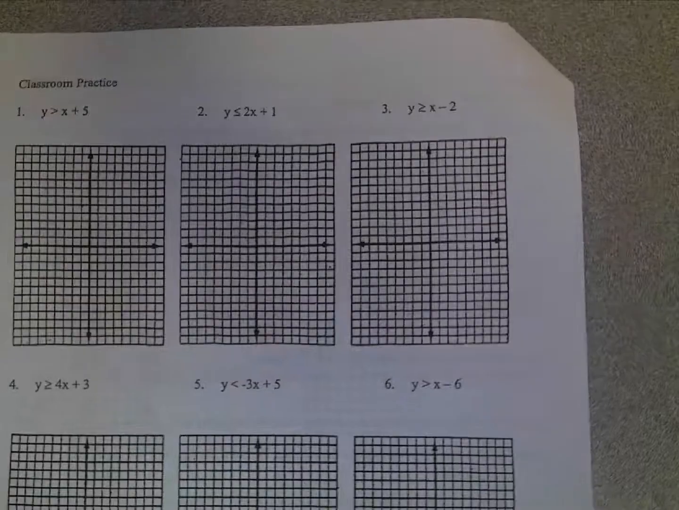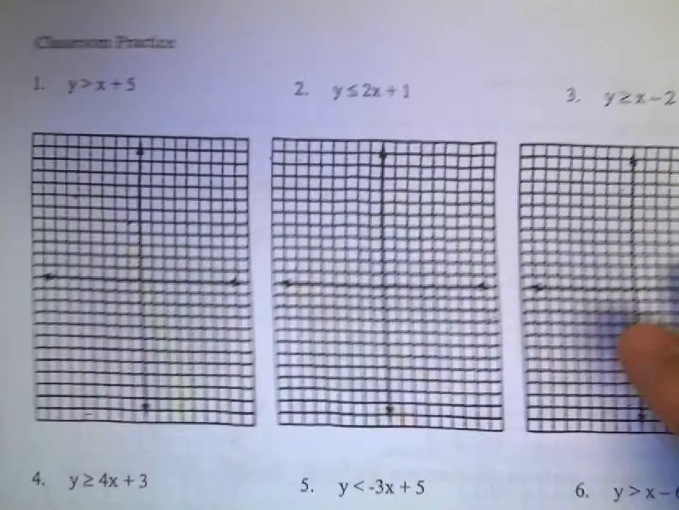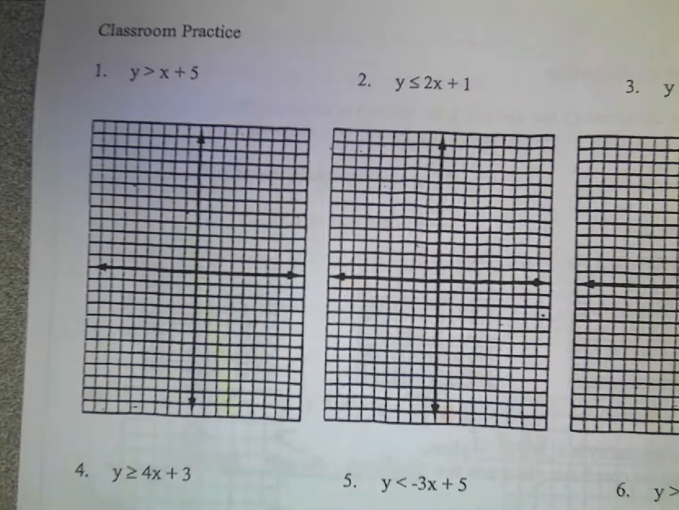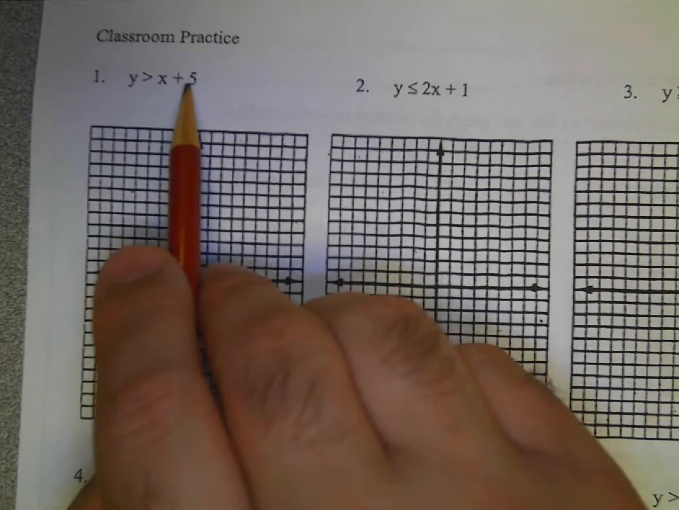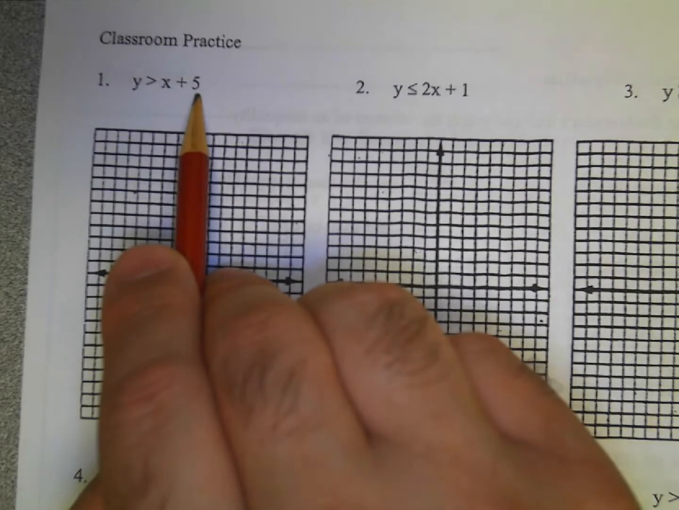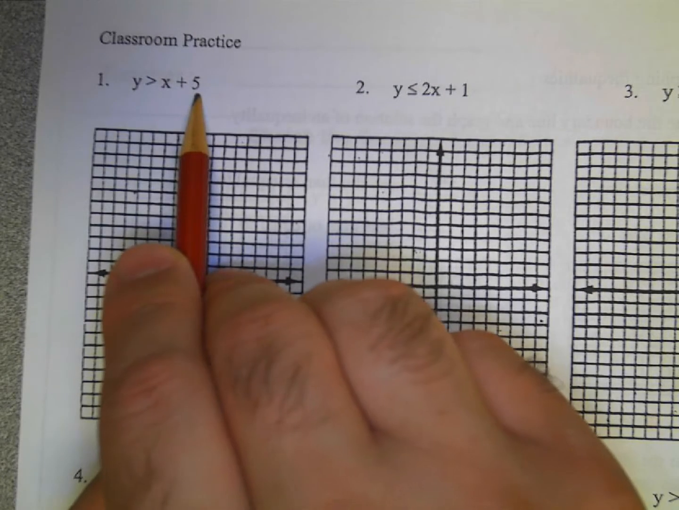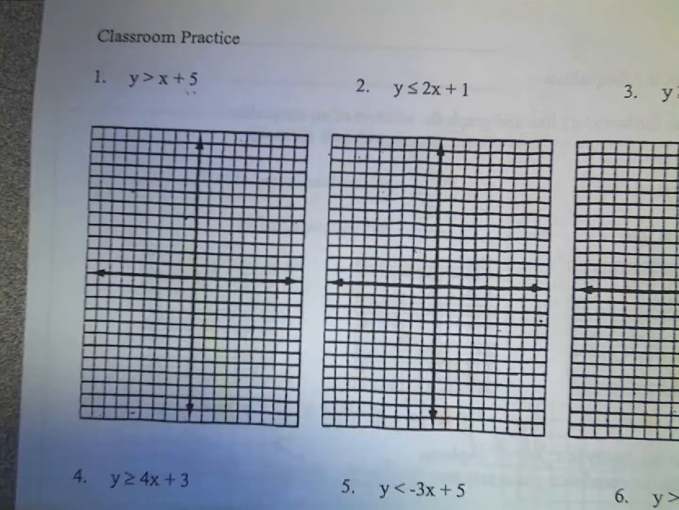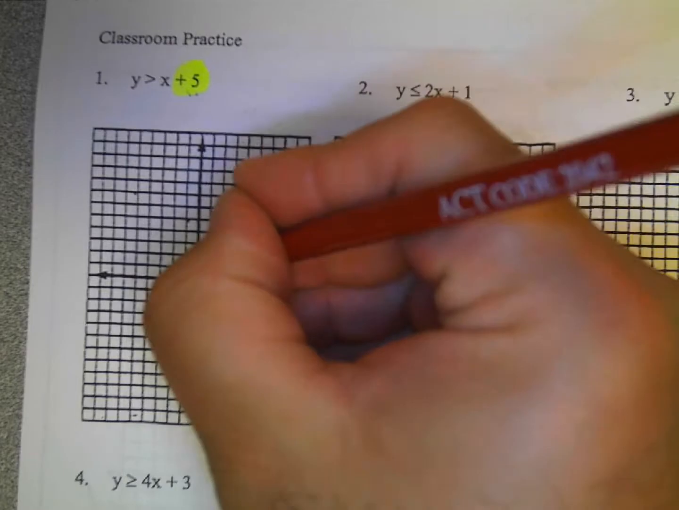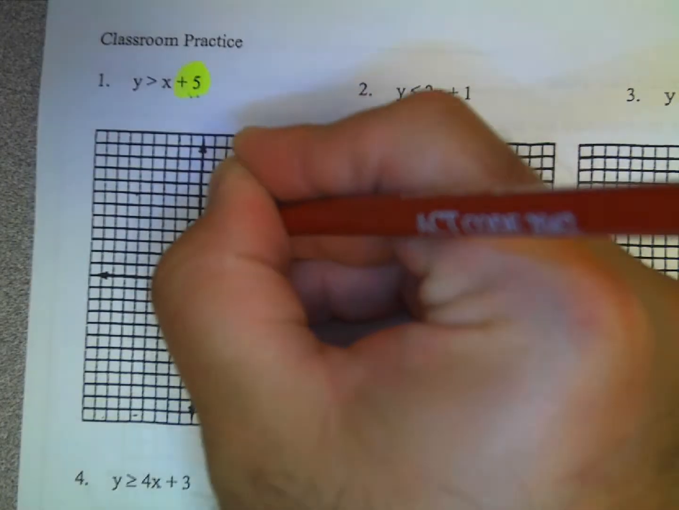So let's go, I'm going to zoom in a little bit here. Let's look at number 1. First thing I'm going to do is graph my point. We just did this in 6.1. So I'm going to start off with my B. So I'm graphing at 5. 1, 2, 3, 4, 5.